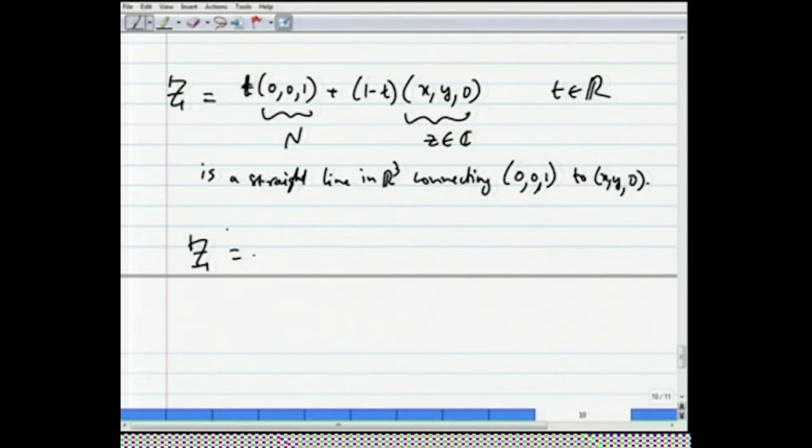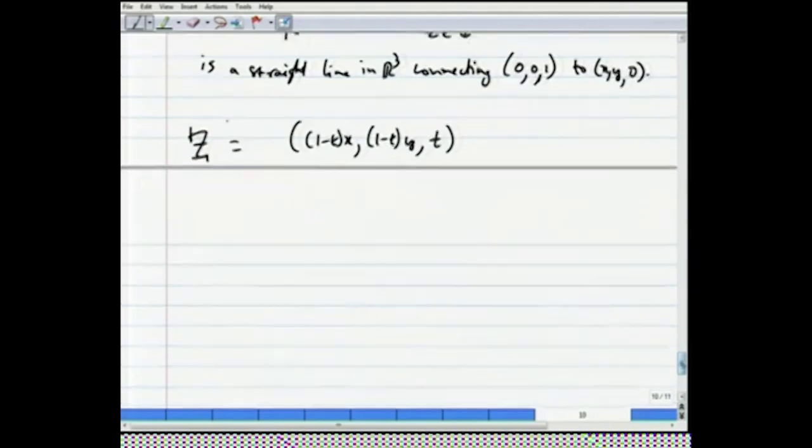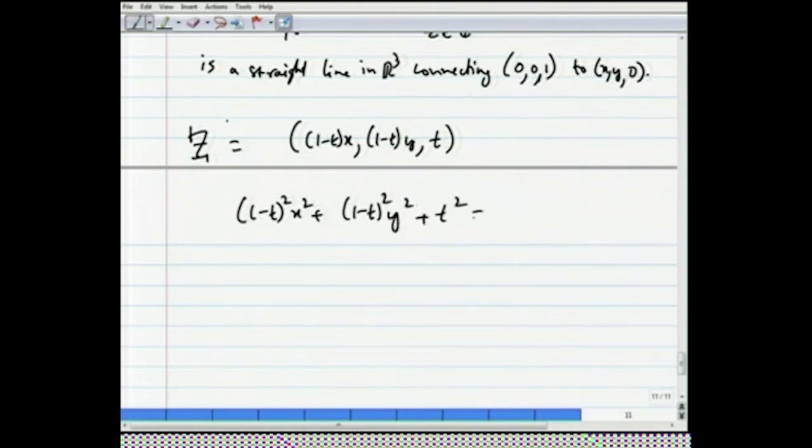Capital Z: t times 0 plus 1 minus t times x gives me 1 minus t times x. Then t times 0 plus 1 minus t times y gives me 1 minus t times y likewise. And t times 1 plus 1 minus t times 0 gives me t. So that is your point Z, and when we put it on the unit sphere, we get 1 minus t squared x squared plus 1 minus t squared y squared plus t squared is equal to 1.